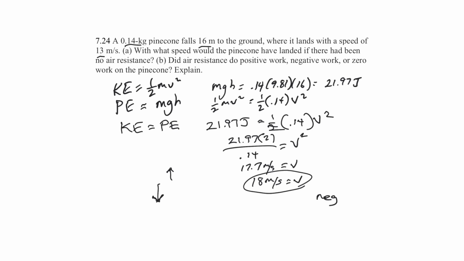So why? It's because the pinecone moved down. It had a force, that was its weight, moving down, but the air resistance was trying to keep it from going down. So air resistance was working up instead of down, and since it was opposite the displacement, then it had to be negative work.